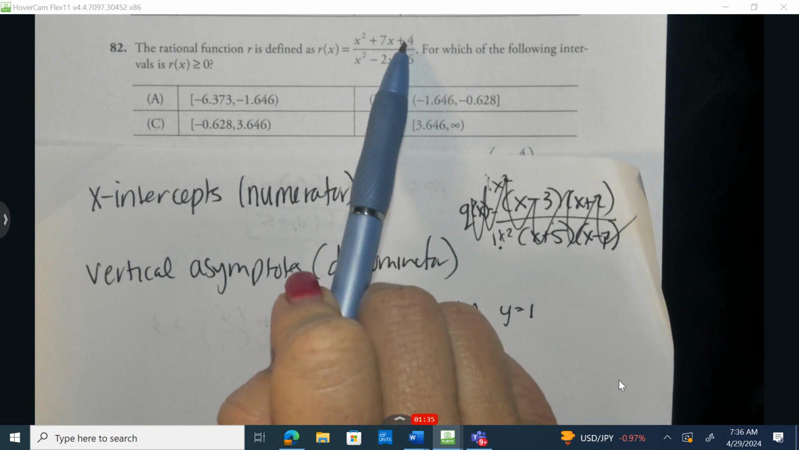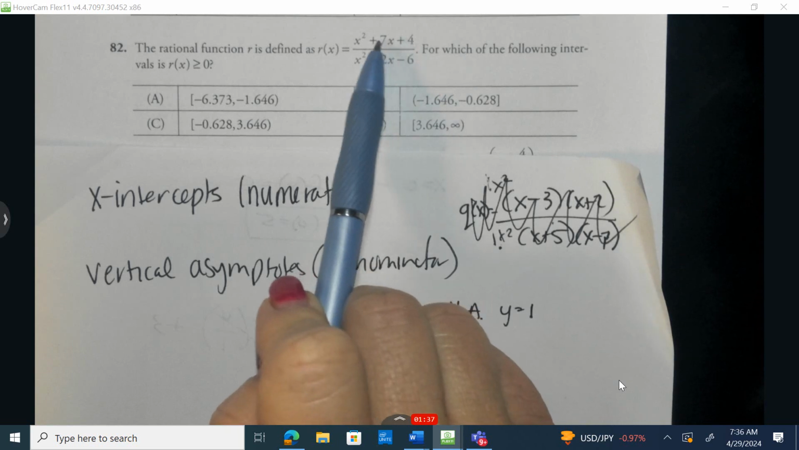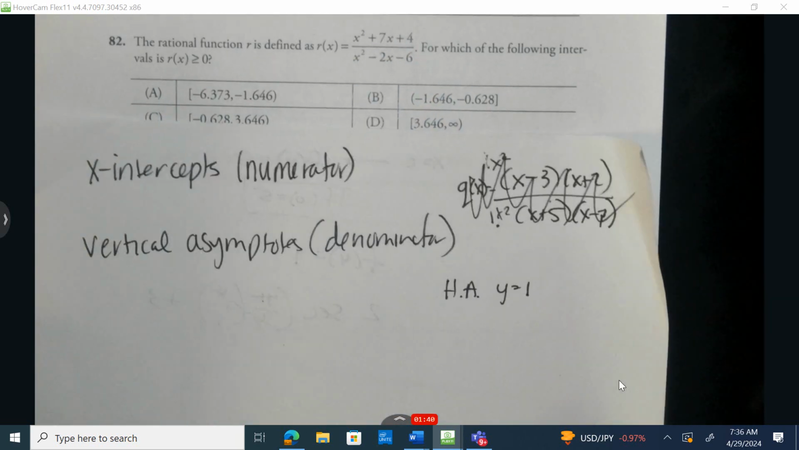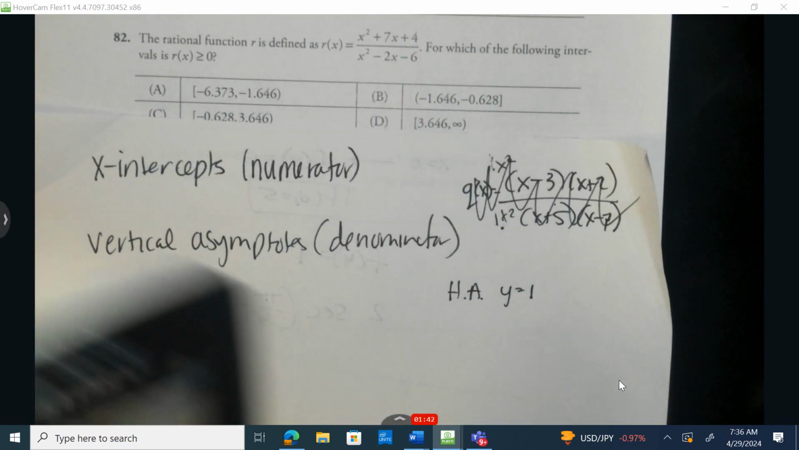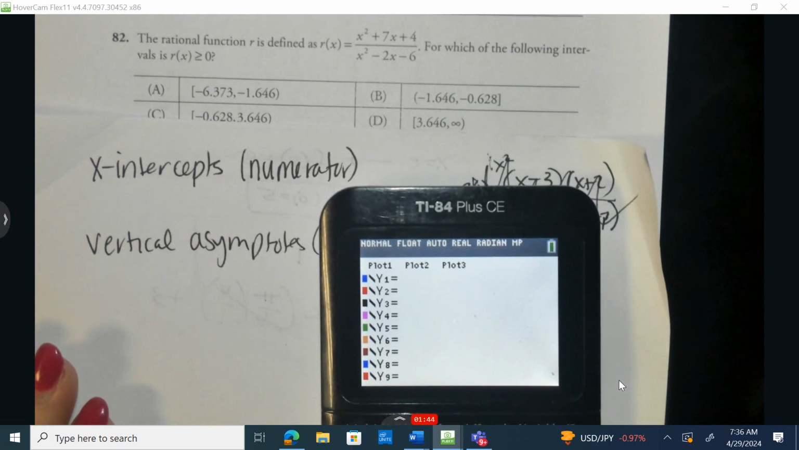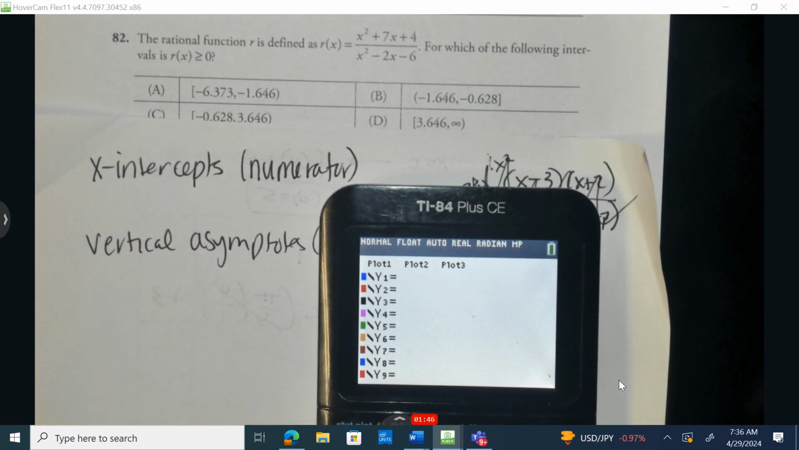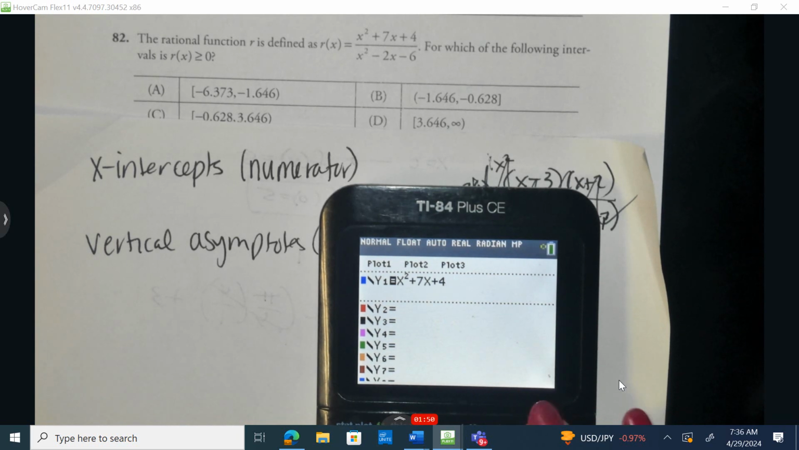If we solve this on a graphing calculator, that means, what are the x-intercepts when you solve? So let's do that right now. Solving the numerator finds the x-intercepts. So I'm going to come up here and type in x squared plus 7x plus 4, and I'm going to solve.